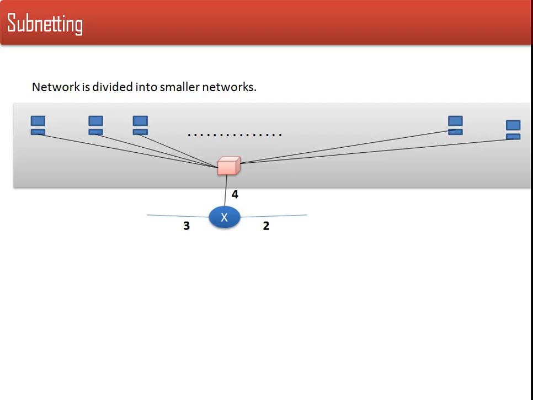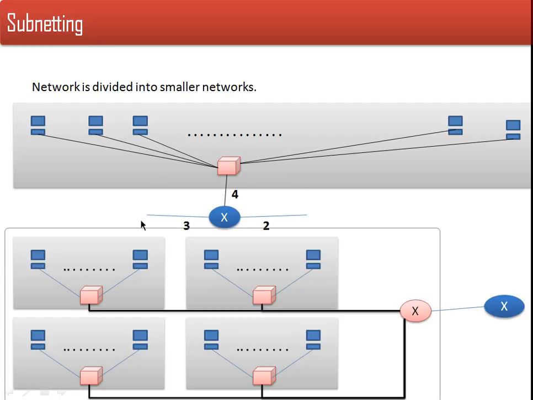Now we will see what subnetting is. A large network is very difficult to manage, so dividing a large network into smaller networks is known as subnetting. Here I am giving you a pictorial representation. Here we have a single network, but here we have 4 networks.